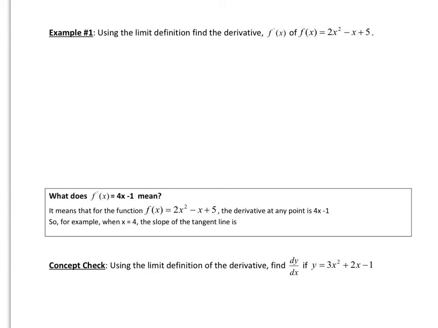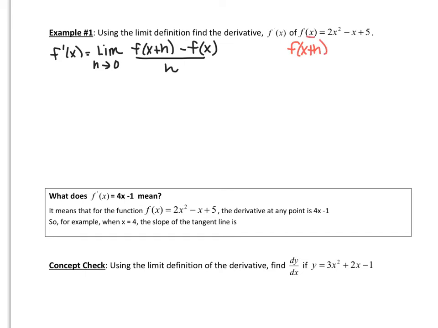Okay, so it says, for example number 1, using the limit definition, find the derivative f prime of x of f of x, which is equal to this. So what we're going to do first is write the formula. So f prime of x is equal to the limit as h approaches 0 of f of x plus h minus f of x all over h. Now remember, if I want to find f of x plus h, I'll even write it over here, f of x plus h.